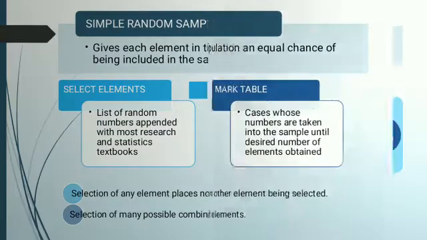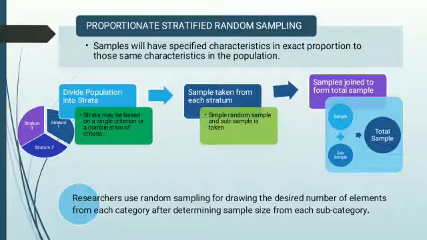The next one we have is proportionate stratified random sampling. In stratified random sampling, the population is first divided into strata. The strata may be based on a single criterion or on a combination of two or more criteria. A sample is taken from each stratum, and the subsamples are joined to form the total sample. After having determined the sample size from each subcategory, the researcher uses simple random sampling for drawing the desired number of elements for each category.